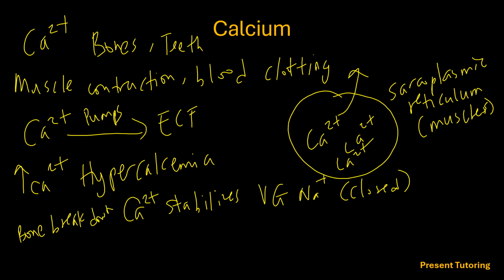And that bone breakdown releases all the calcium that was stored in the bone, and then that calcium goes into the bloodstream. So a lot of the time people who are experiencing hypercalcemia also have weaker bones, because all the calcium that was stored in the bone structure then got released into the blood, hence resulting in the hypercalcemia.